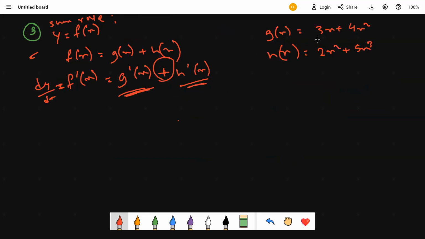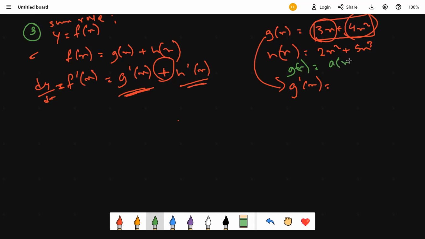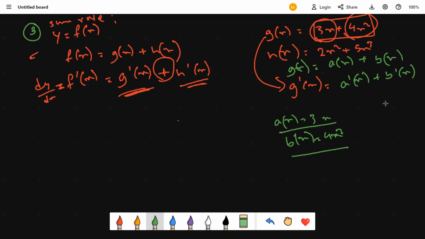Let's say g(x) itself is following a summation rule, okay? Consider here g(x) is what? 3x plus 4x squared. So when we differentiate this g(x), what do we do? We individually differentiate them, isn't it? So let's say g(x) is denoted as a of x plus b of x, where a of x is given as 3x, and b of x is given as 4x squared. So g prime of x should be a prime of x plus b prime of x, okay? Individually we will find the differentiation of a(x) and b(x), and we will simply add them.